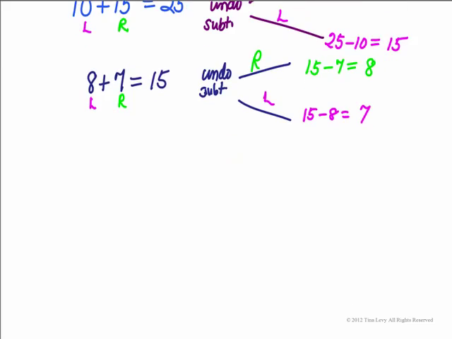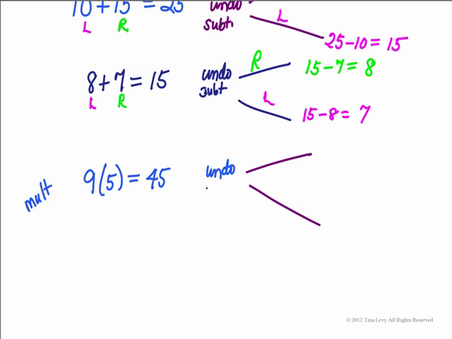Now we'll look at the operation of multiplication. 9 times 5 equals 45. I want to undo this multiplication, so we're going to undo this two different ways. The opposite of multiplying, to undo multiplication, is to divide. There are two ways we can write a sentence to undo the 45. We can say 45 divided by 5, and that gives us the other number, 9. Or 45 divided by 9 gives us the 5.